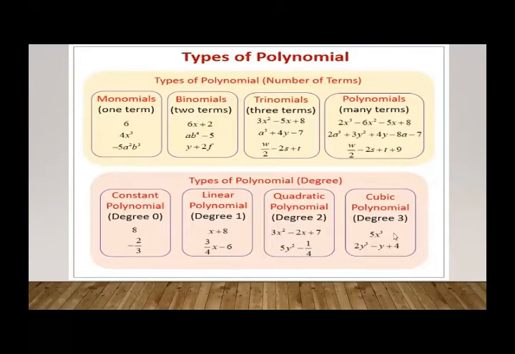The last one is cubic polynomial. Cubic means 3. The polynomial having exponent 3, like 5x cube. This is one example of cubic polynomial. And the second is 2y cube minus y plus 4.